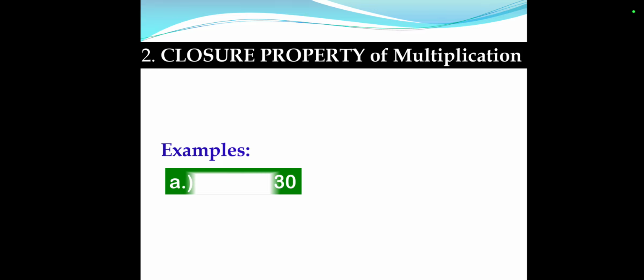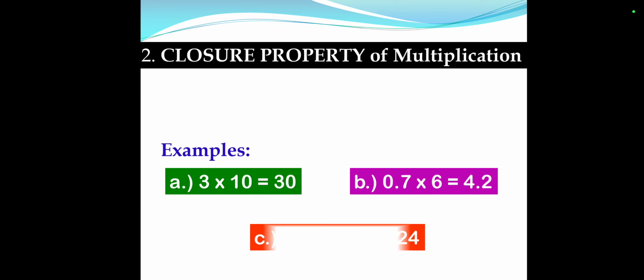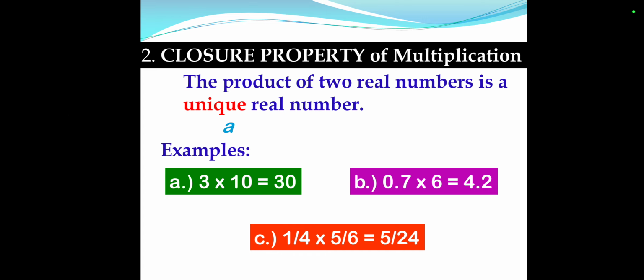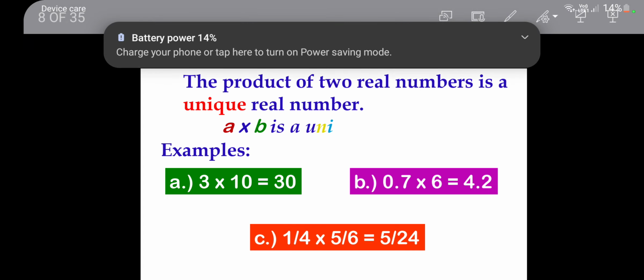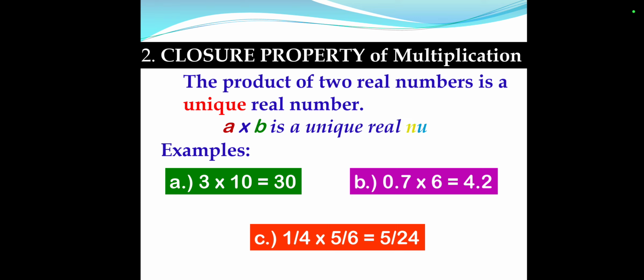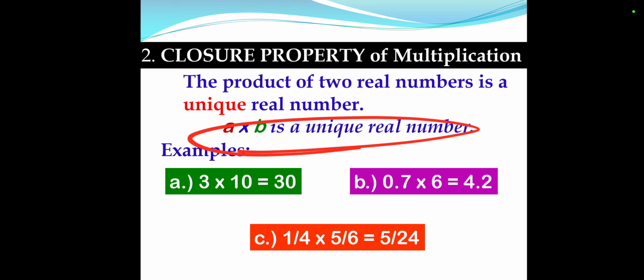Next is the closure property of multiplication. So if we have closure property of addition, we also have multiplication. That means if we multiply any real numbers, the answer is still a unique real number. So we call that the closure property of real numbers. Also, that is this symbol. So A times B is a unique real number.